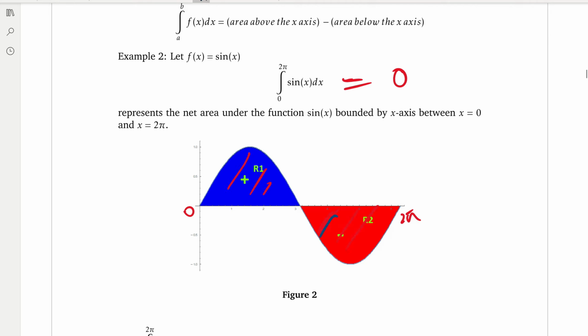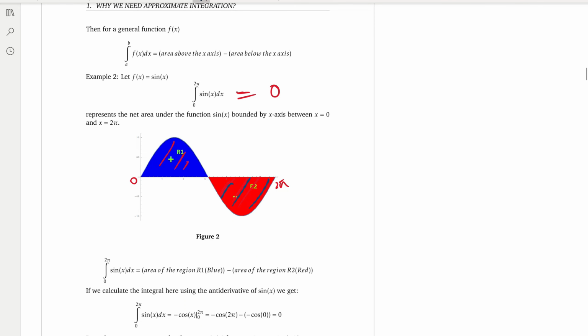So basically when you subtract them, you're going to get 0. Let's test it. Because sine x, you know the antiderivative of sine x, right? The antiderivative of sine x is negative cosine x.